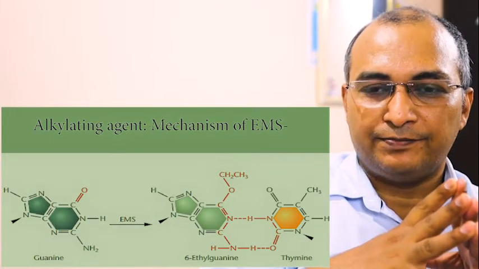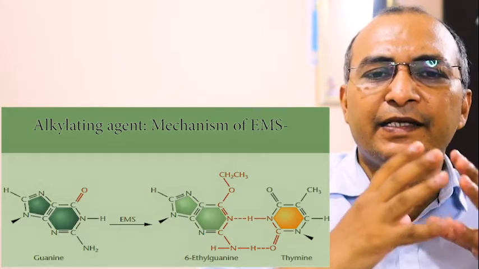The second group of chemicals used for induced mutation are called alkylating agents. Examples of alkylating agents are mustard gas, which was used in World War I, and was also applied in Vietnam. It was a very poisonous gas. Another example is EMS, ethyl methane sulfonate.